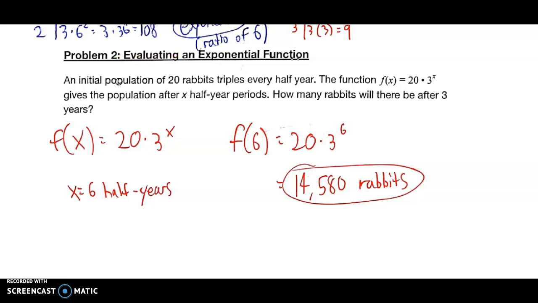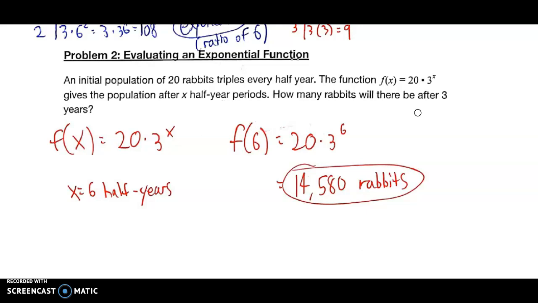So this is giving us a word problem: an initial population of 20 rabbits, and it's also telling us that it triples every half year. So initial population of 20, that's telling us, first of all, that that's basically like our starting value. So starting with a population of 20 rabbits, if we're then told that they triple every half year, that's basically a growth rate. So if I'm trying to think of that as my b factor, again, that's how much I'm multiplying by every time. That was tripling. So it gives us the function to work with.